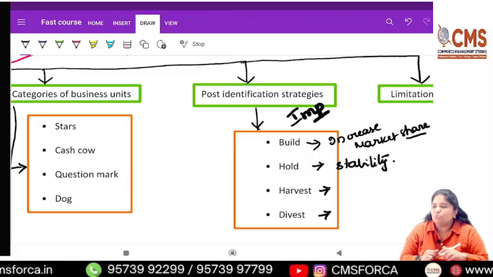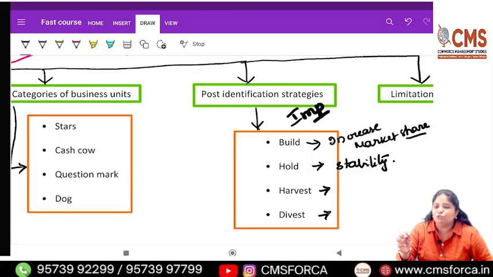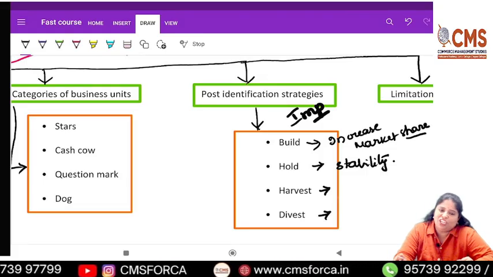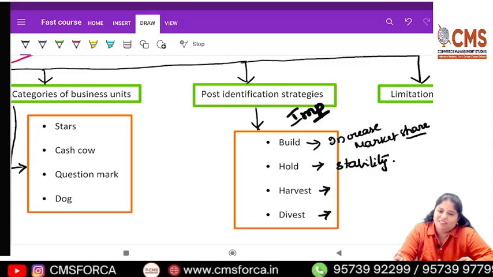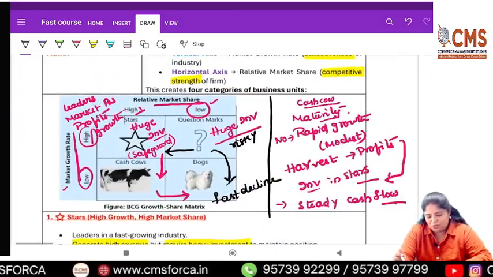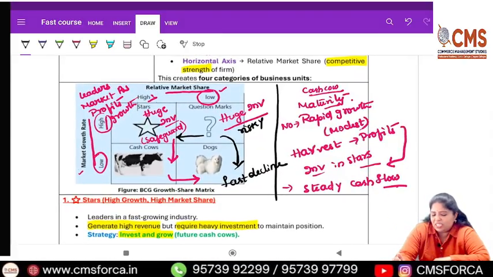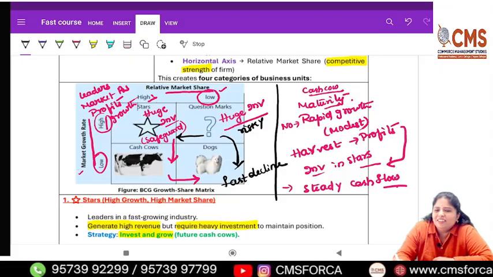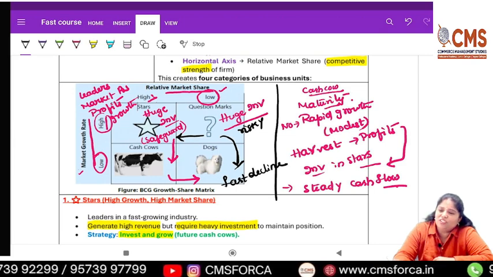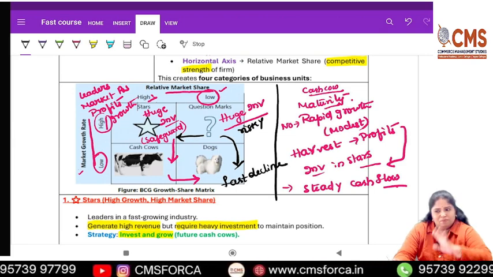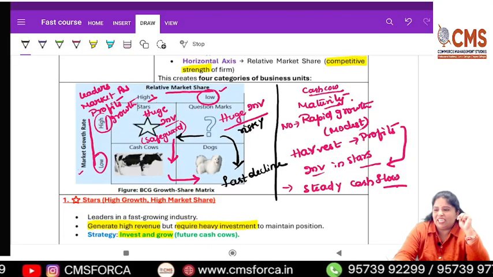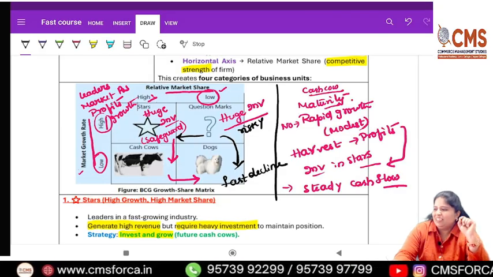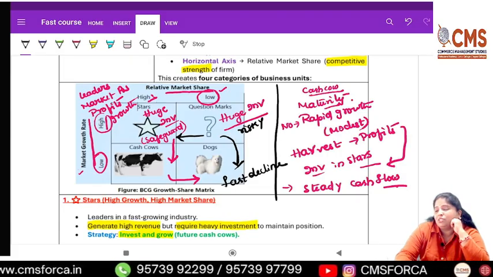Now, after all these post-identification strategies, I want you to do one important exercise here, where you try to increase the market share. Where? Okay, let's do this. Where you can try to increase the market share. Star is already high. Question. Where you try to divest. We have 4 post-identification strategies. Build, hold, harvest, liquidate. Hold and harvest suit.